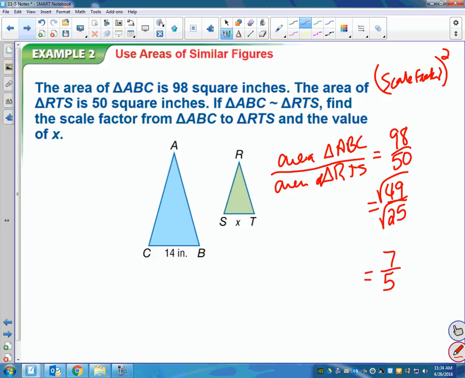It's just 7 over 5. You could do that up here, but then you're going to have to simplify those square roots, and it's going to be a lot more work to do that. So this is your scale factor.